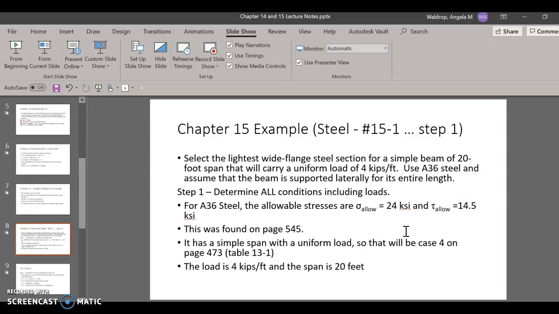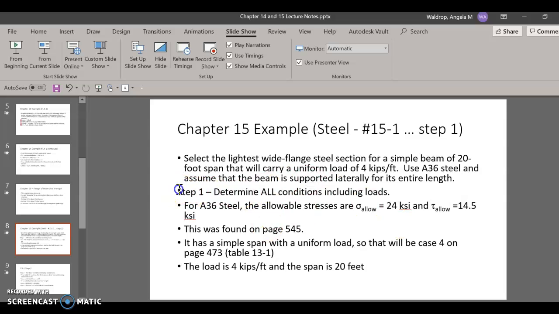Okay, so the first one that we're going to do here is problem number 15.1. We're going to select the wide flange steel section for a 20-foot span that's going to carry a load of 4 kips per foot. It tells us to use A36 steel and assume that the beam is supported laterally for its entire length. So it's a simply supported beam.